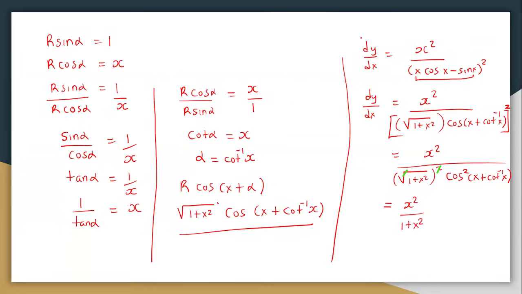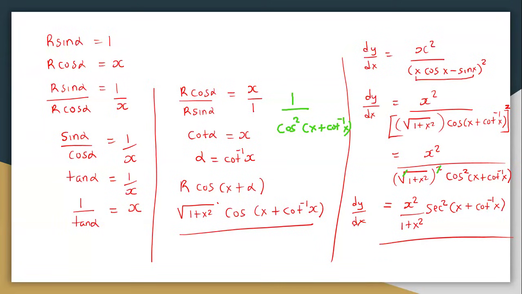Then you ask yourself, members, what is 1 out of cos squared x plus cot inverse of x? What is 1 out of cos squared giving us? Sec squared. So it will give you sec squared of x plus the cot inverse of x. So that's how you prove such. You need to have that mathematical eye where you are heading so that you can be able to get there.